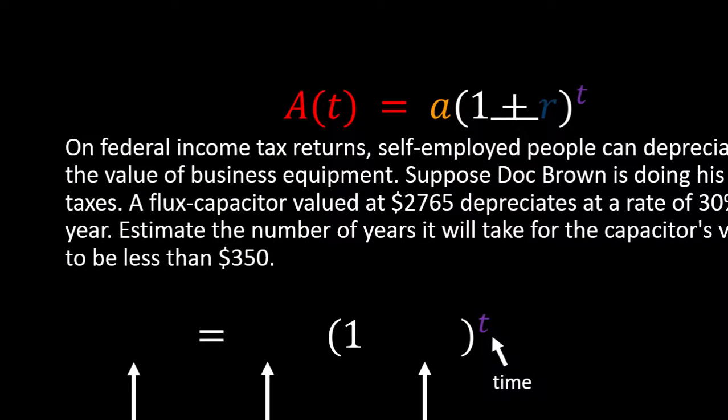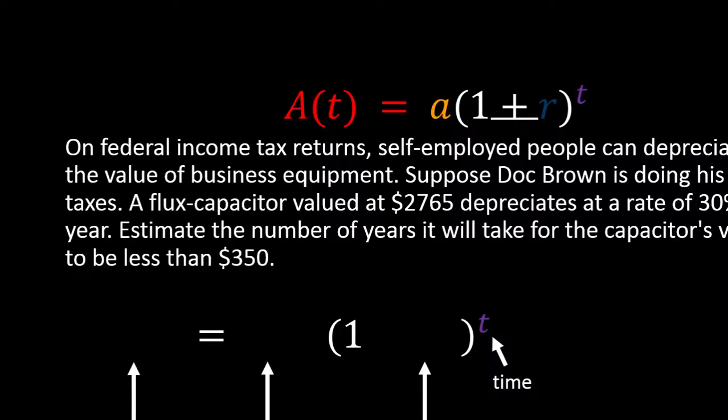So let's take a look at an example. Don't let these word problems intimidate you. My advice is to always at least read each word problem twice before you begin working on it. So on federal income tax returns, self-employed people can depreciate the value of business equipment. Suppose Doc Brown is doing his taxes, and a flux capacitor valued at $2,765 depreciates at a rate of 30% per year. Estimate the number of years it will take for the capacitor's value to be less than $350.